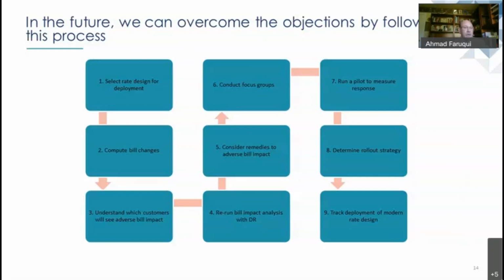And then, of course, allow for some price elasticity to come in. There will be price response. That's what all the data from nearly 400 pilots has shown. And then try to come up with remedies to address the adverse bill impacts. There could be bill protection. There could be more education to customers. There could be all kinds of mechanisms, like providing them more efficient technologies like smart thermostats. Combining your EE and DR programs with rate design, I think that's the way to go. And then conduct focus groups with customers. Run a pilot to measure the response.